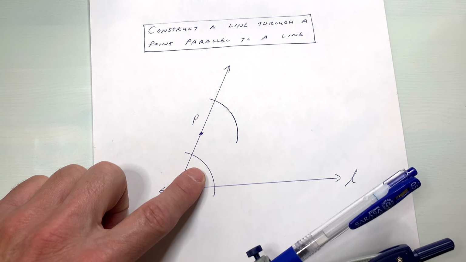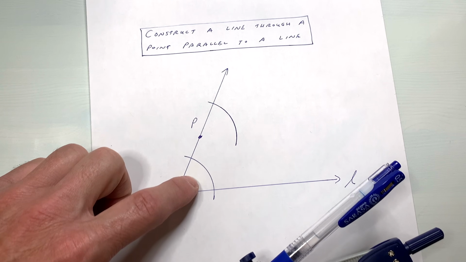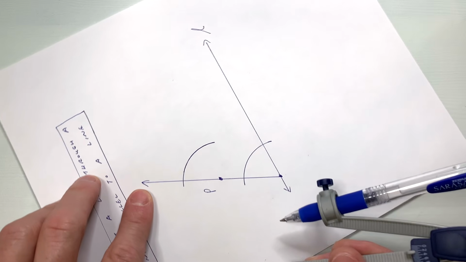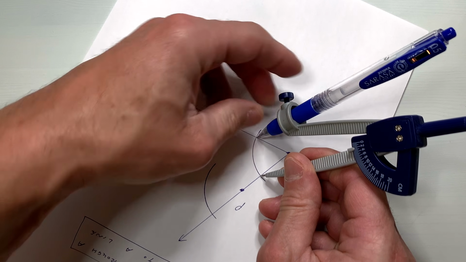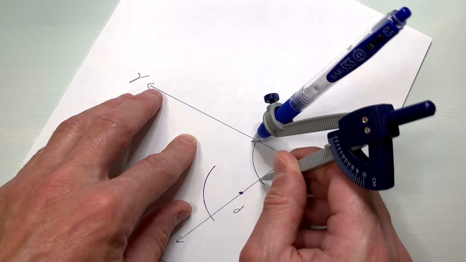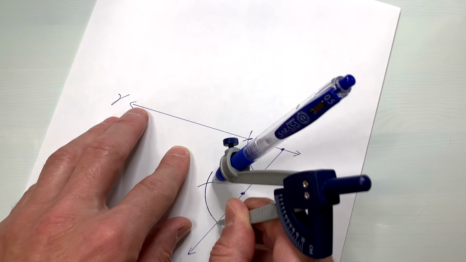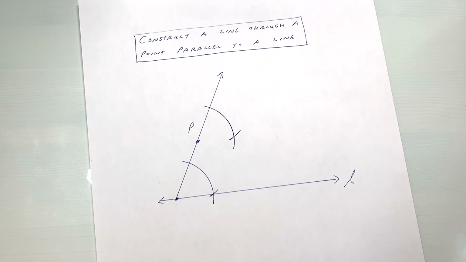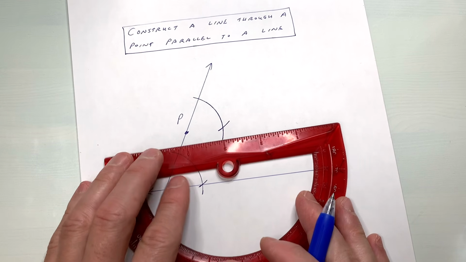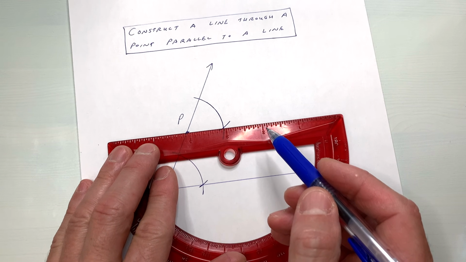But here what you can see is I copied this arc over to here, so all we're going to do is copy this angle. Now I'm going to use the compass as a measuring tool to see how open this angle is. I'm going to measure this distance right here, carry that over to here, and draw an arc, and now all we have to do is draw a line through this point and this point of intersection right here. So let's go ahead and do that.